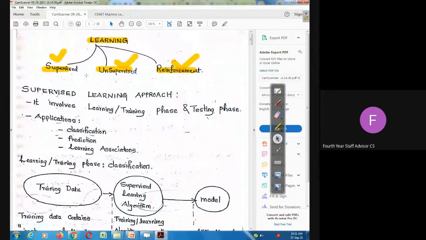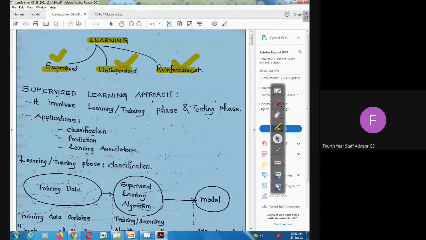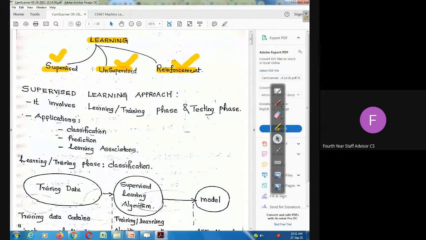We are starting from the supervised learning method. Already I told you there are three types of learning mechanisms: supervised, unsupervised, and reinforcement. We can use these learning methods to solve different types of problems. First we are starting from the concept of supervised, then we will go to unsupervised, then we will discuss reinforcement. These three methods are used to solve different types of problems.